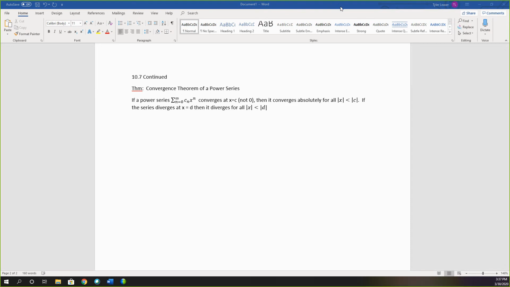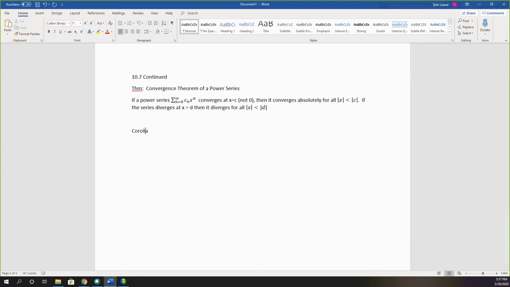The point of that is that when you have convergence of a power series, it's only going to converge close to where you are centered. So here it's going to converge close to 0. Anything far away makes it harder and harder for it to converge. All right, let's look at the next theorem.